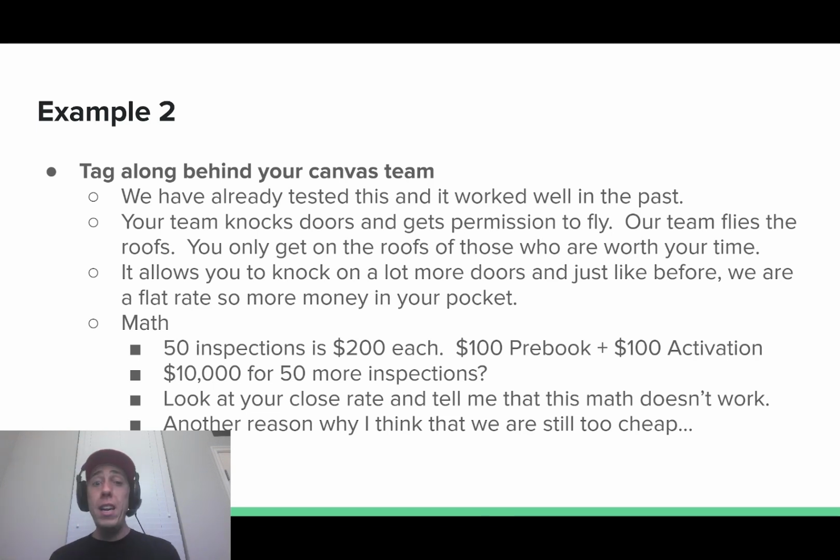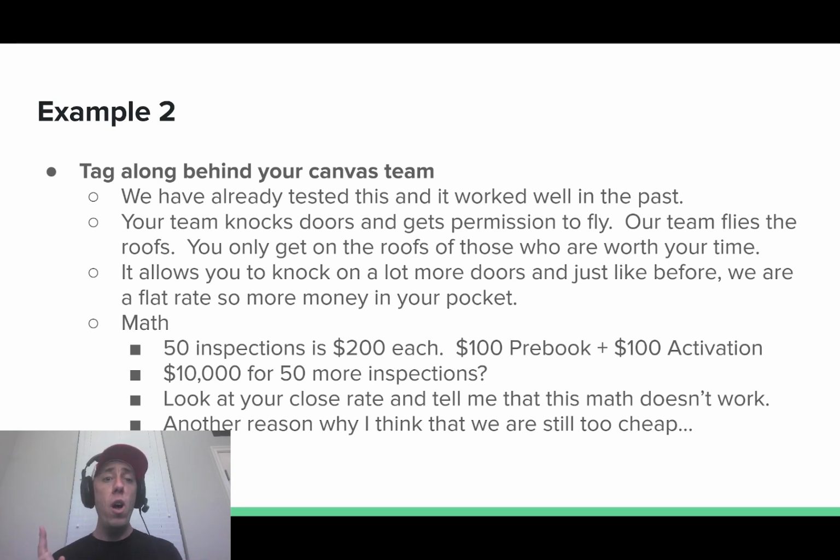Now, you're only going to get on the roofs of those who are worth your time, and you're going to know who's worth your time because you already have the drone photos, you already have the RoofHawk report, you already have all that information to make the decision on who you're going to filter out or how you're going to prioritize, et cetera. So it allows you to knock on a lot more doors, and just like before, we're a flat rate. So again, more money in your pocket because we're not taking a piece of the revenue on the back end, right?